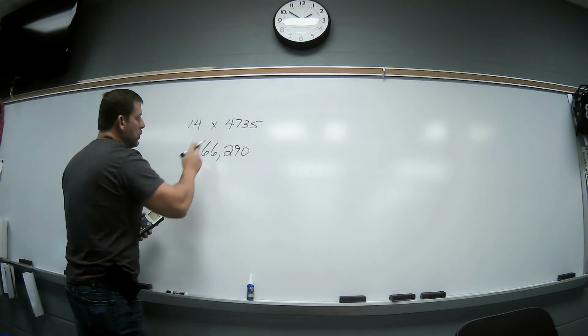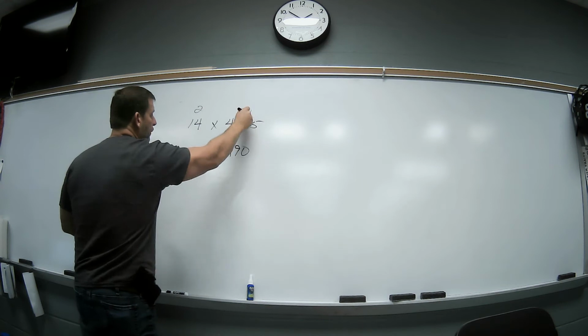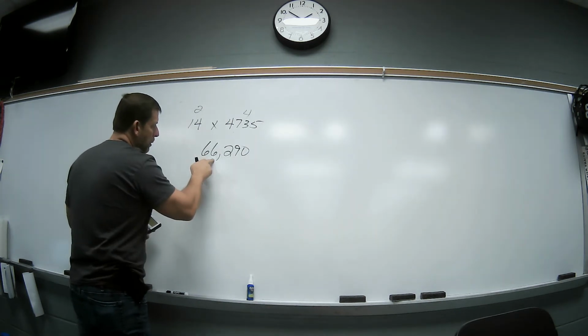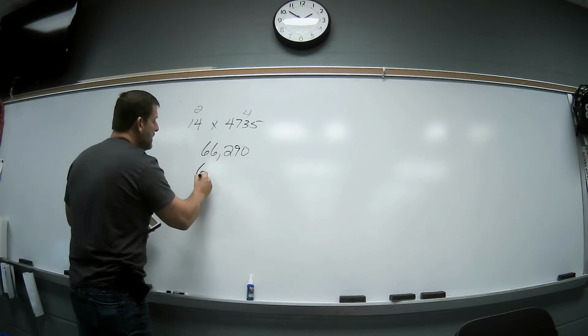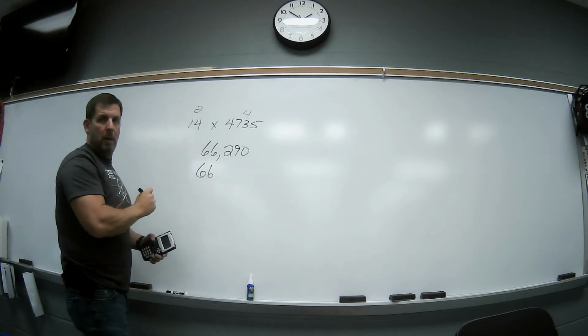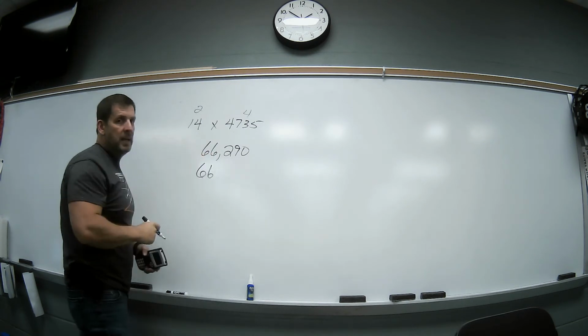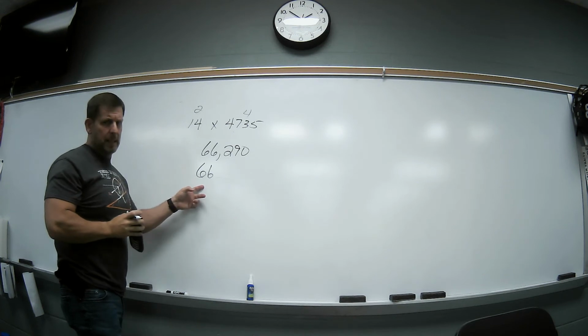Here's what I get as an answer: 66,290. Which one has the least sig figs? Well, this has 2. This has 4. That means my answer needs to be in 2 sig figs. If I go to the right, it's not 5 or greater, so I say 66. Now, 66,290, if I round to the nearest sig figs, does that make sense being 66?